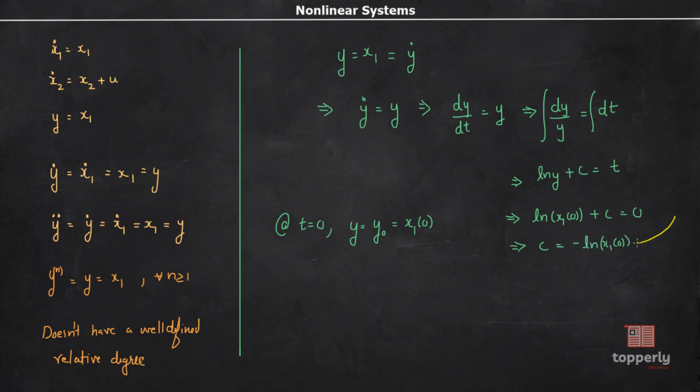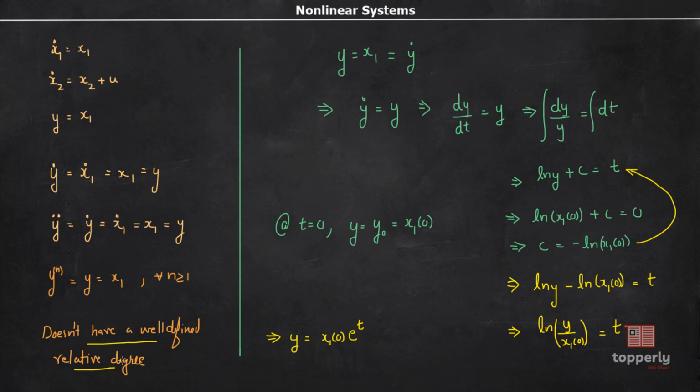Putting this back into the original equation gives us ln y minus ln x1 of 0 is equal to t, which is ln of y by x1 of 0 equal to t, which will be y equal to x1 of 0 into e raised to t. From this we can see that the input u does not appear explicitly in the output equation. This is the reason why we did not obtain a well-defined relative degree for the system.